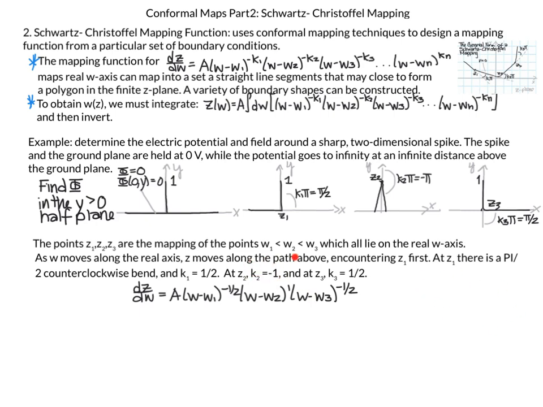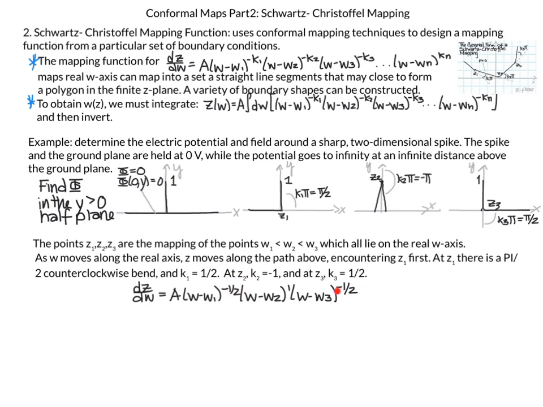I should have kept that formula here, but K2 is -1. Then at this point, at Z3, we want to continue going along on our straight path. So from here to here, we just need to go 1/2 a radian. So K3 is 1/2. Which means now we have our formula for dz/dw is equal to A (w minus w1) to the minus 1/2, (w minus w2) to the 1, (w minus w3) to the minus 1/2.